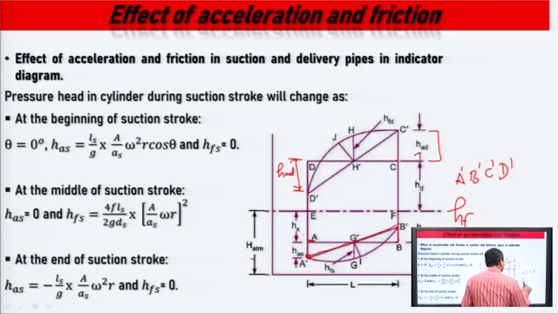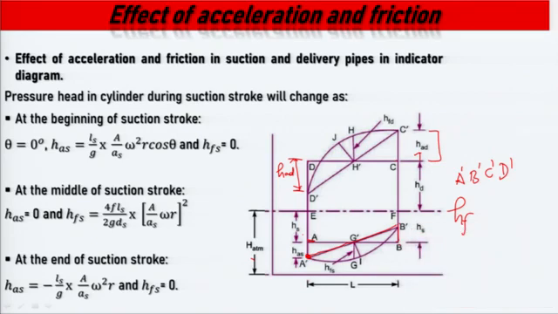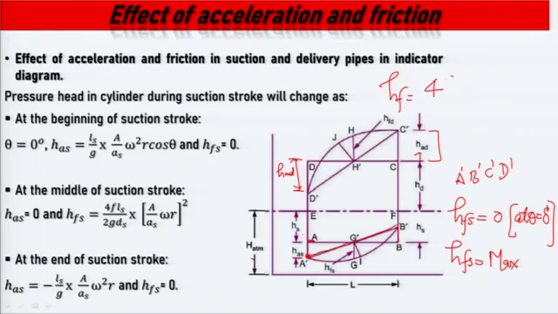friction, okay, at the beginning of the stroke, HF is 0 at theta 0. Then HF is the maximum, because we have already calculated this HF. The length becomes Ls, diameter ds, into 2g, then velocity squared, velocity A upon A omega r square.